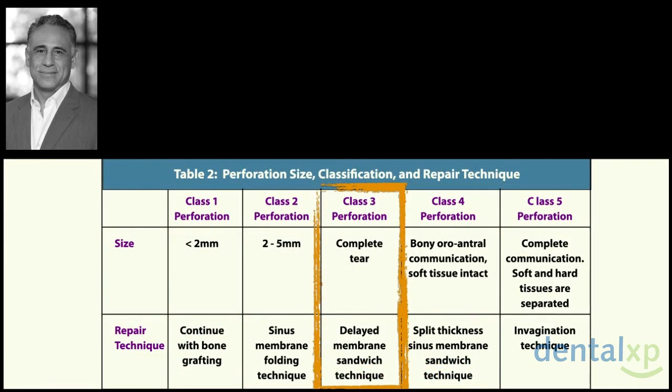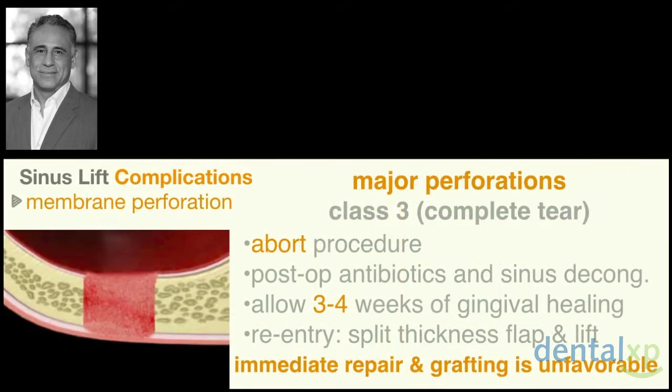In a class 3, where there is a complete tear, basically you must abort the procedure. There's no way to fix it. You cannot attempt it, cannot put in a membrane. Any kind of bone graft material is going to fall all over the sinus, and it will not work.